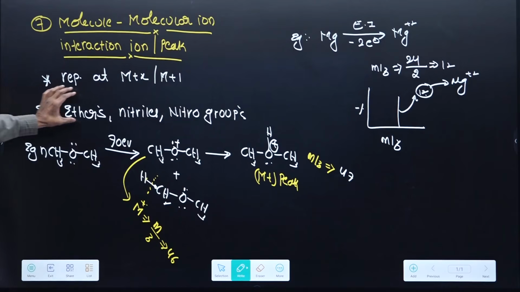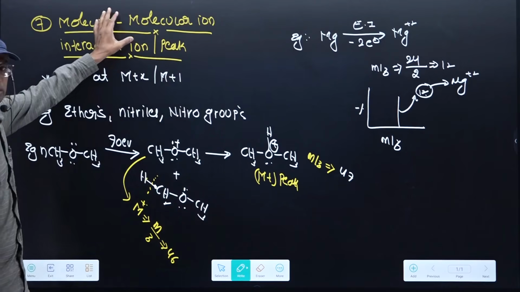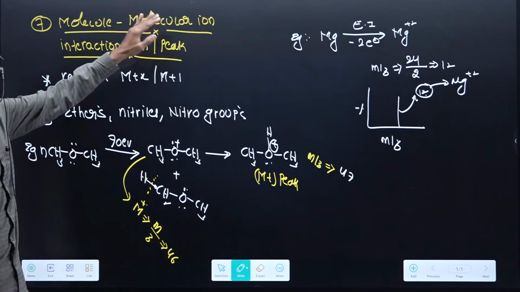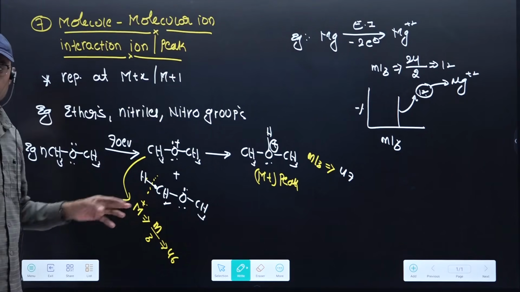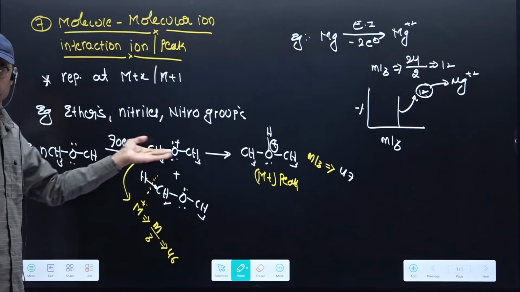Only these functional groups are important. Which kind of functional groups will show a corresponding M+1 peak? Not only isotopic peaks: nitriles, ethers, and one more, nitro compounds, they will give it. Option D, all of them will give. In the exam, better you select all.